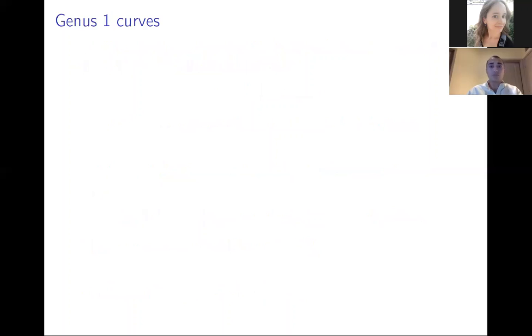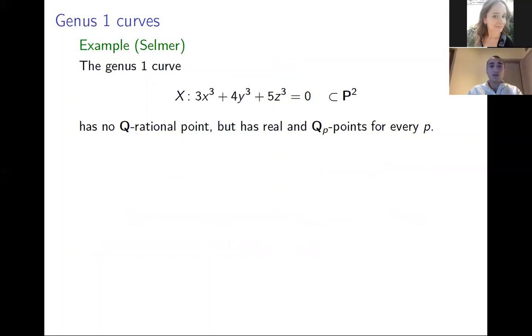So we've seen this in the lightning talks as well. But here's a nice example that I think is very good. Selmer, I don't have the exact date, but it was quite a while ago, constructed a genus 1 curve, 3x^3 + 4y^3 + 5z^3 = 0. And this curve has no Q-rational point, but has real and Q_p points for every prime p. So this is a genus 1 curve with no rational point, but it has local points everywhere. So this example tells us that (a) genus 1 curves might not have a point, and (b) the Hasse principle doesn't hold for genus 1 curves.